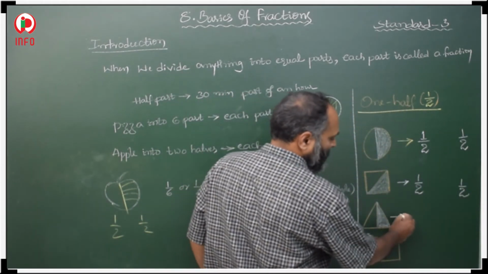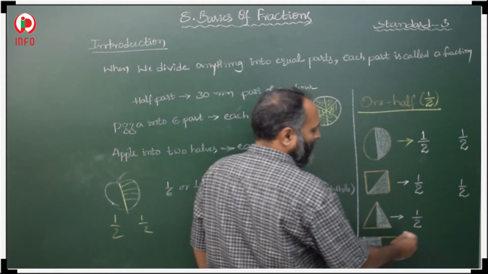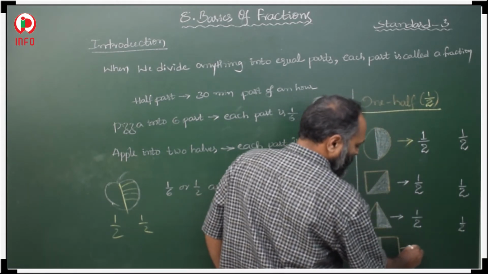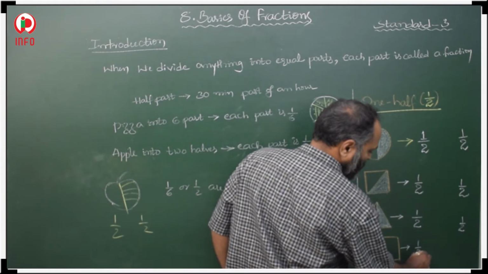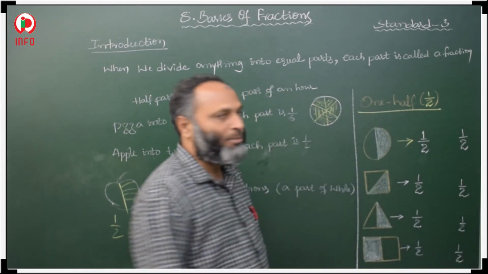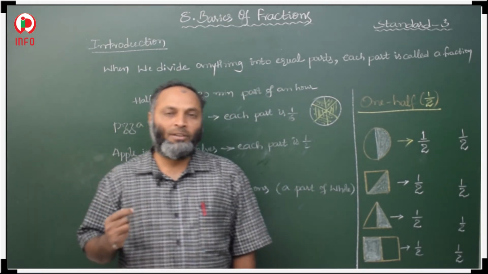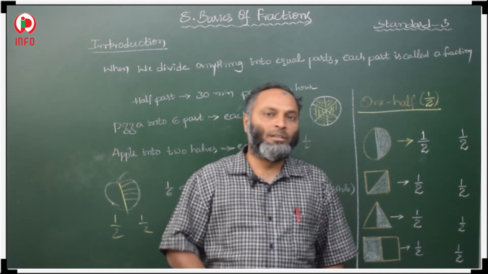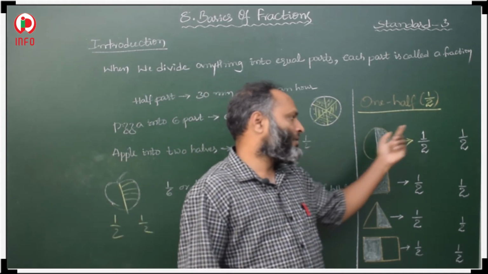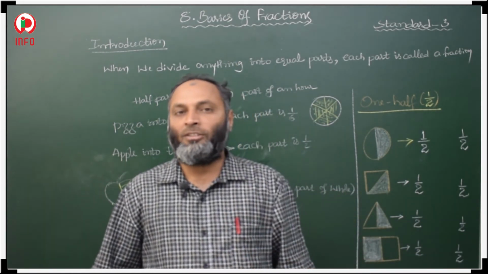In the triangle also, shaded portion is 1 and total parts 2, so 1 by 2, 1/2. Unshaded also 1 by 2, 1/2. In the rectangle also, shaded is 1 by 2, unshaded also 1 by 2. By 2 means how many total equal parts we have to take in the denominator, and in the numerator what is our requirement? Shaded portion 1 by 2, unshaded also 1 by 2. This is half, half means exactly divided into 2 equal parts.